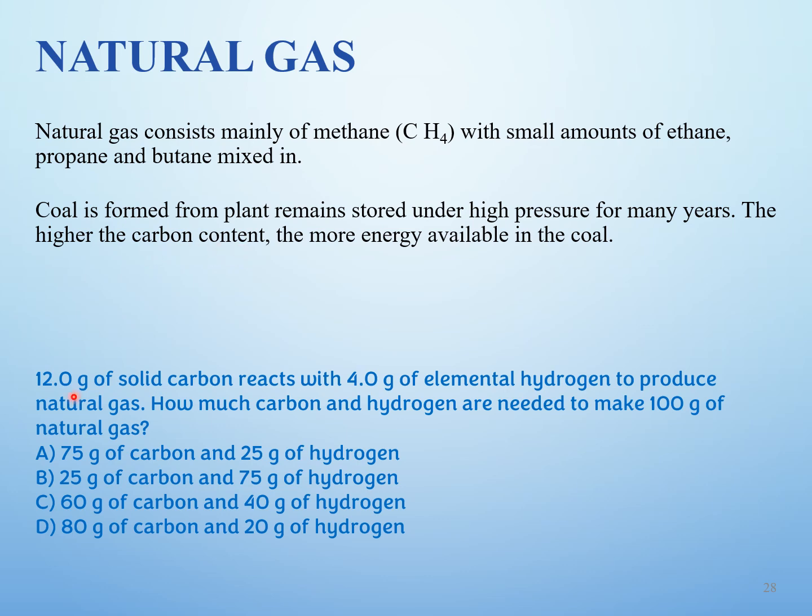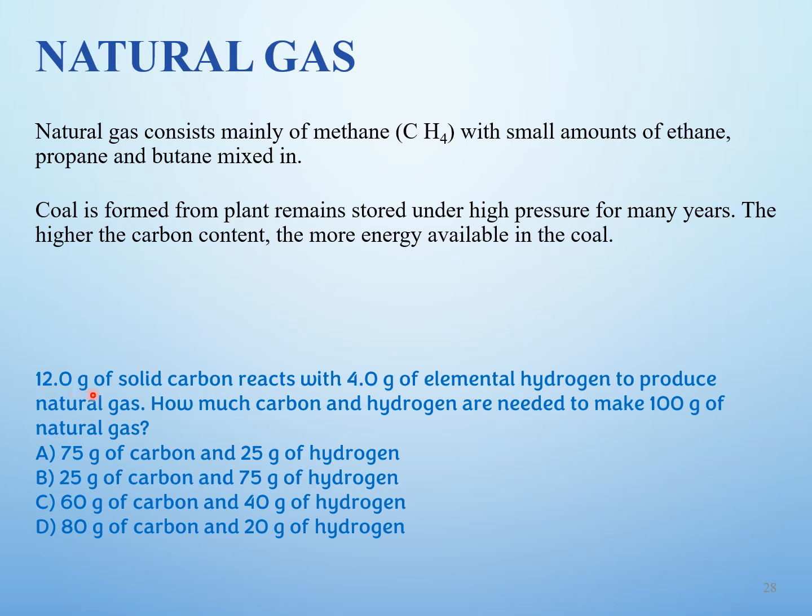Let's take a look at this question. It says, if I have 12 grams of solid carbon reacting with 4 grams of elemental hydrogen to produce natural gas, because we just talked about how natural gas is mainly CH4, how much carbon and hydrogen are needed to make 100 grams of natural gas? So we need 100 grams. Let's take a look at the mass ratio of carbon to hydrogen. Remember we were talking about the law where the mass has certain ratios.